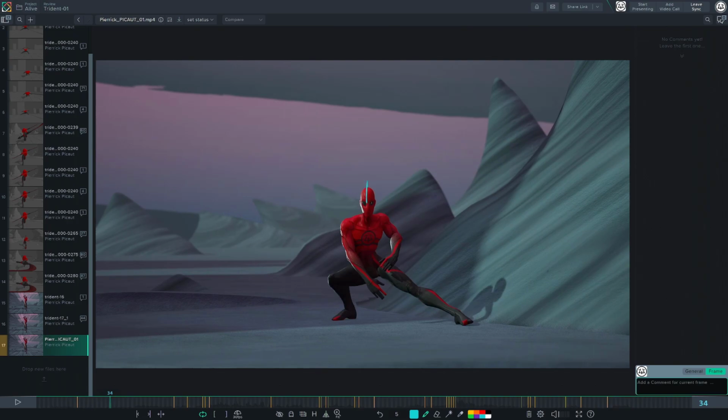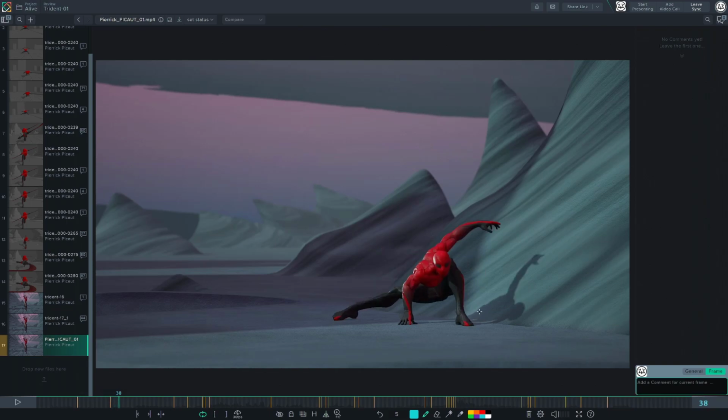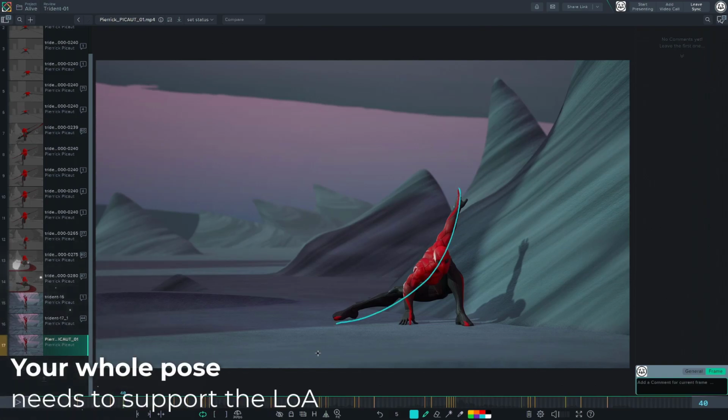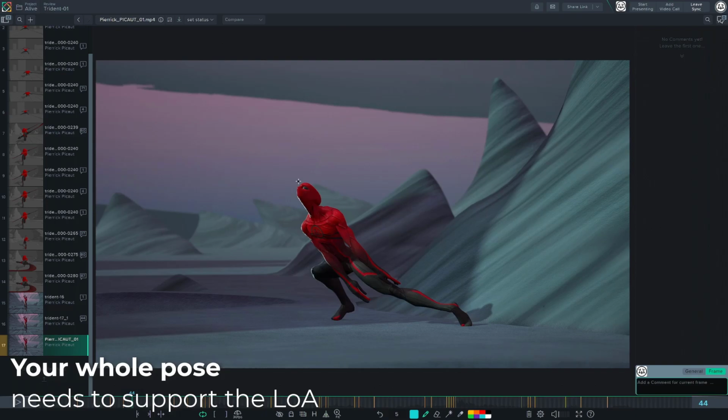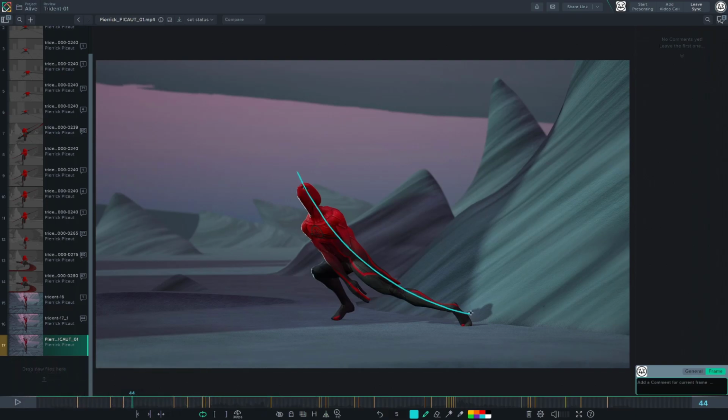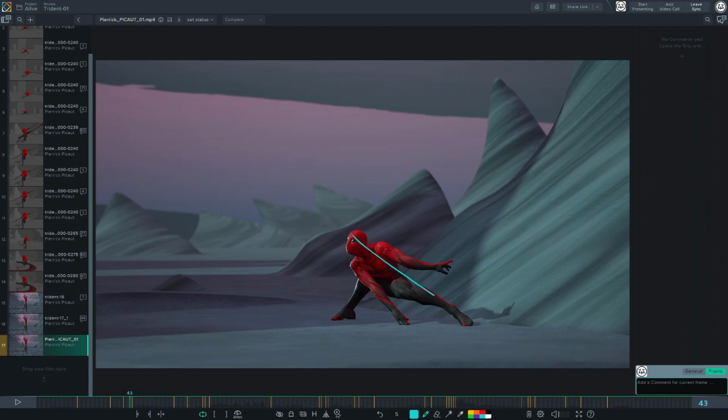So whenever you are building a pose for your character, the whole pose should support the line of action, or the line of action should support the whole pose. In this case, I've posed the back but also the tip of the finger of my character to support the line of action. Same thing here, the way the character is posed makes the line of action super obvious. So the line of action helps to read the pose and helps to read the motion.